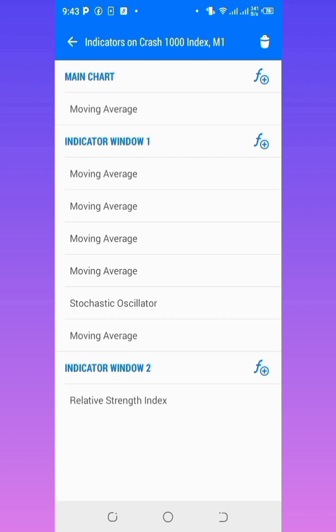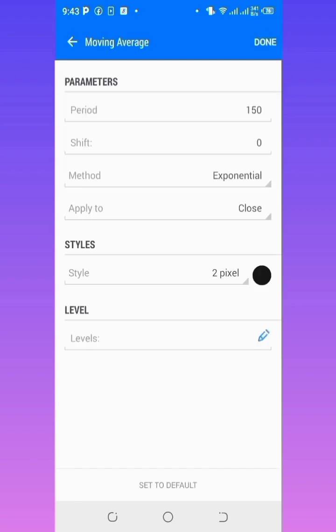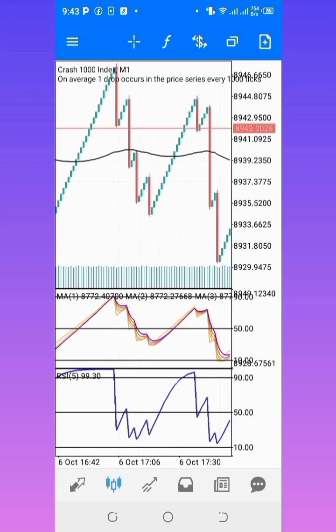The first indicator I'm having on my chart is the moving average, period 150, shift 0. Method is exponential, apply to close. Size is 2 pixels, the color is blue. Then you click on done.